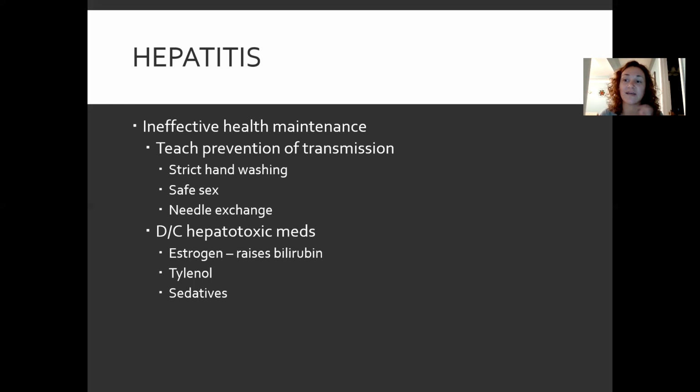Those would include things like estrogen. So if they're taking estrogen supplements or birth control, then they need to stop it while they're in this acute hepatitis phase, because that's just going to raise bilirubin further and worsen their symptoms. So they need to get off that. Tylenol, acetaminophen, is metabolized through the liver, so they need to not take that. And then sedatives are also metabolized through the liver.